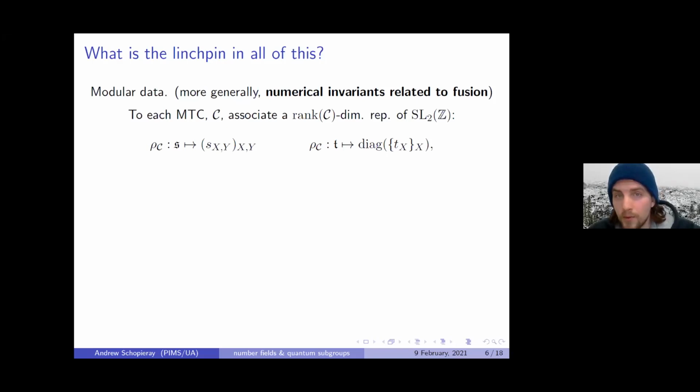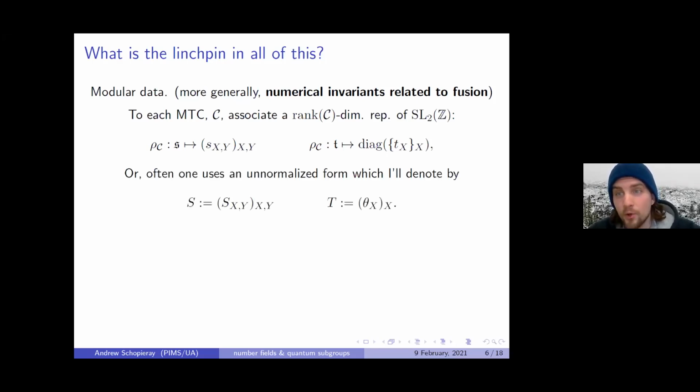So rather than studying the modular group representation, the true representation, sometimes we consider this unnormalized form. The capital S and the capital T that I'll talk about are actually more standard in a lot of people's papers, depending on what you're studying. And these give a projective representation of SL2Z, but in a lot of ways, from a number theoretical perspective, sometimes they're easier to study. So when I talk about S and T, I'm typically talking about capital S and capital T.